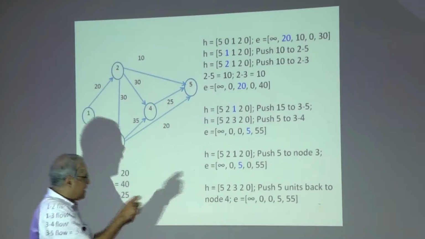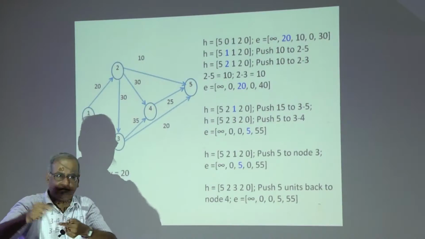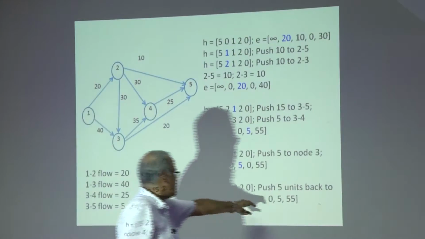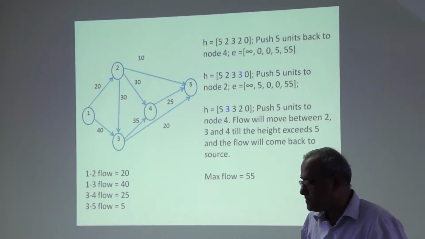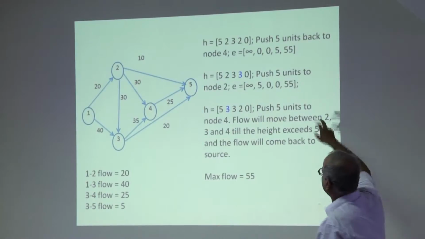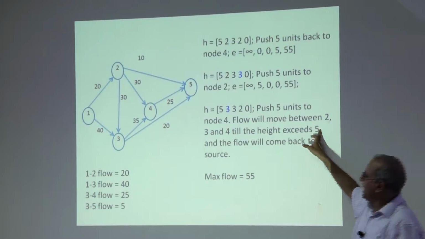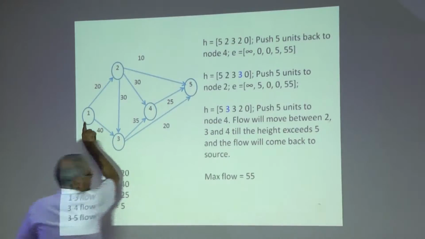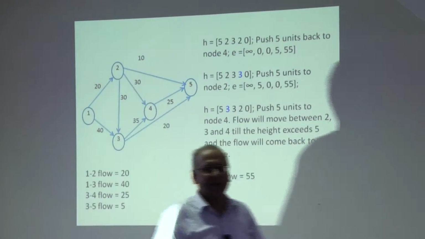Now this game continues, with the height increasing every time for a couple of iterations. It keeps repeating, and at the end it will move between 3 and 4 till somewhere the height exceeds 5. The moment height exceeds 5, 1 is at 5, so it will automatically be pushed back to 1. And finally the algorithm will terminate with max flow equal to 55.